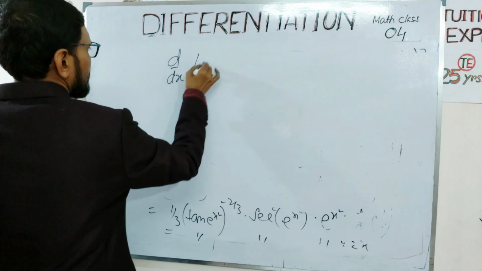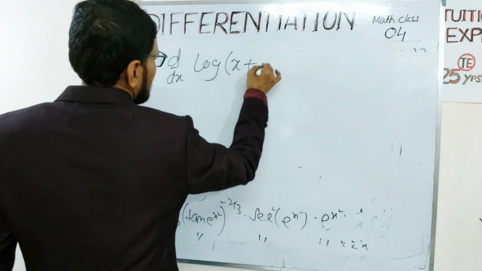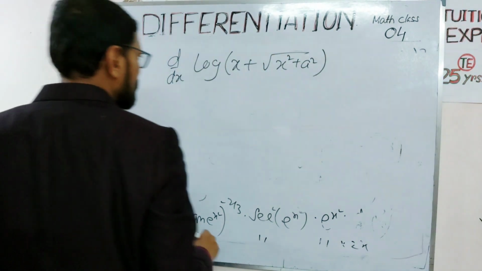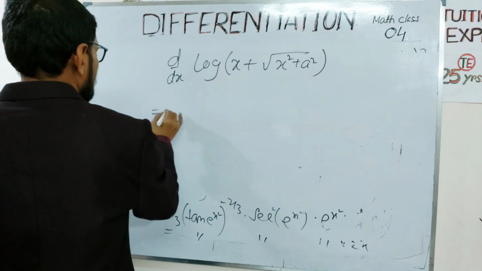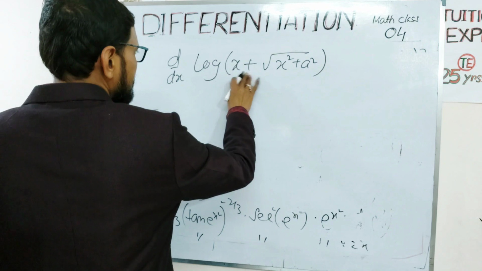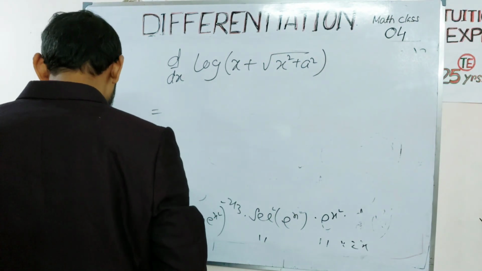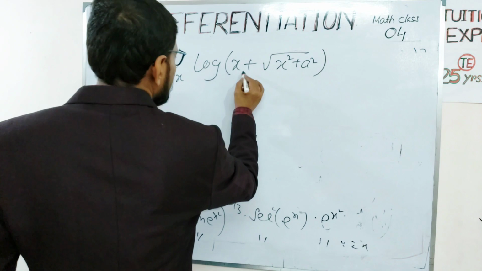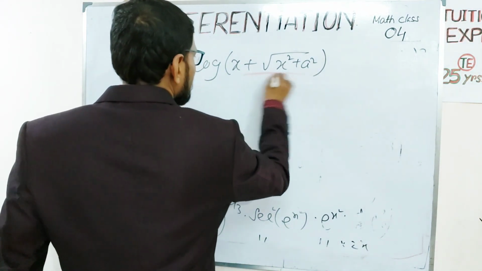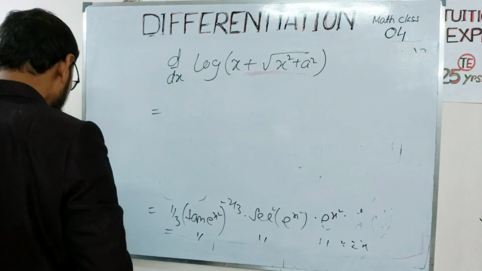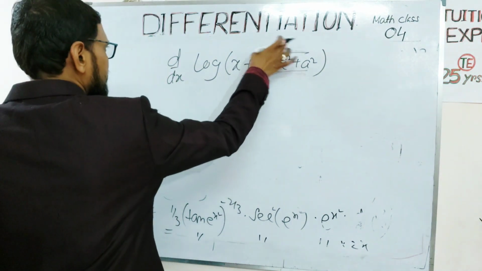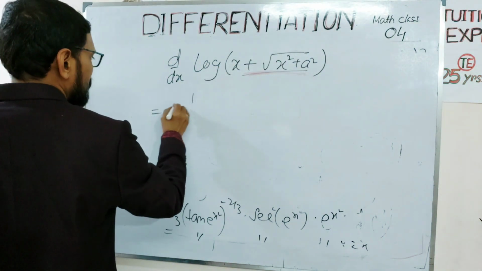Now find the derivative of this. So this is a logarithm function. First, by shortcut method, we will differentiate this term. So first you have to think that this is as x. So this whole term is x. So for log x, the derivative of log x is 1 by x.